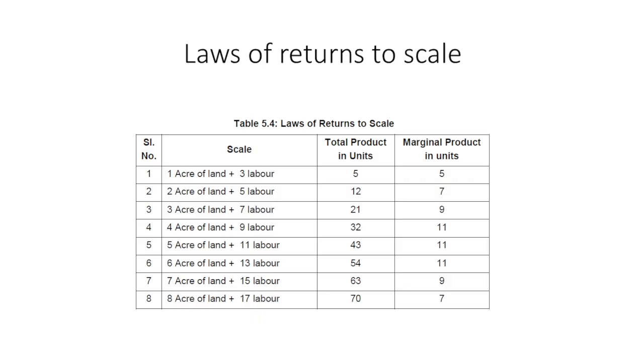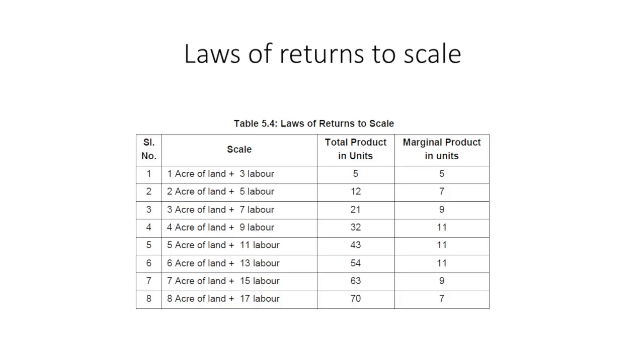And the labor, first 3 labor is added with 1 acre of land. Second, 5 labors are added with the 2 acres of land. Then 7, 9, 11, 13, and 15, and 17. From this table, we can see that from 1 to 8, the labors are increased in steps of 2, and 1 acre of land is getting added each time.